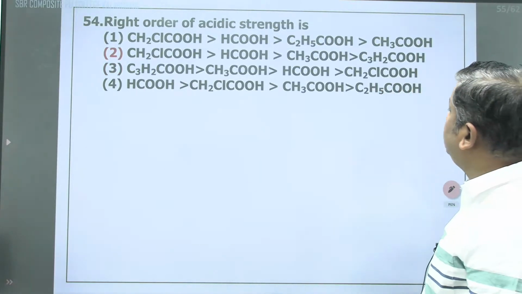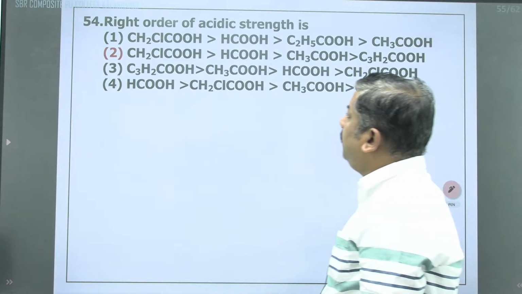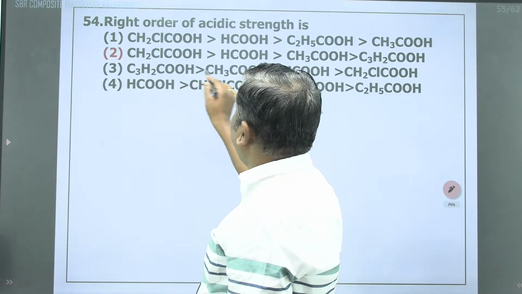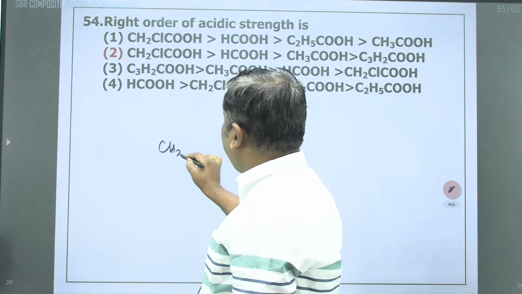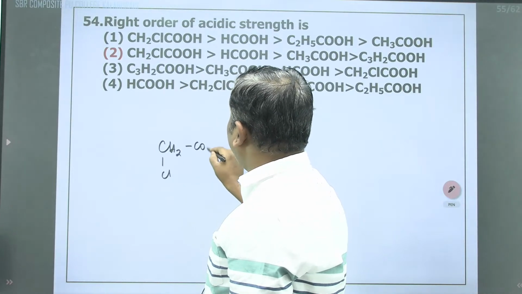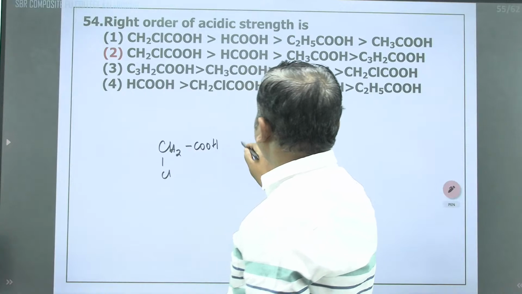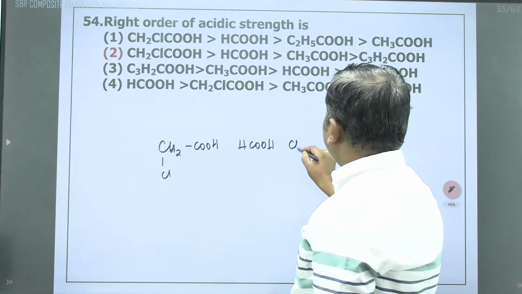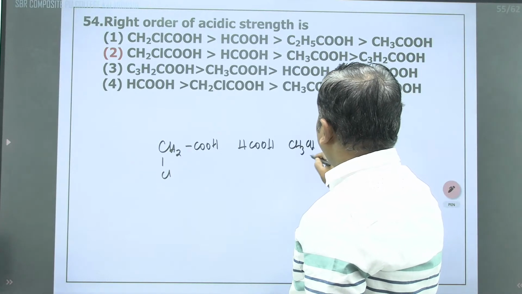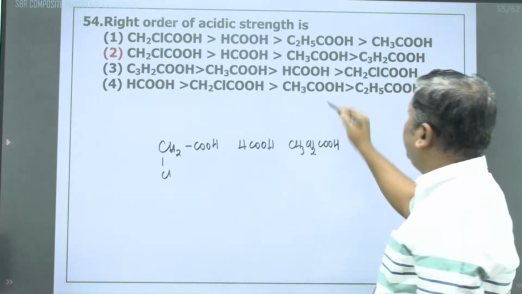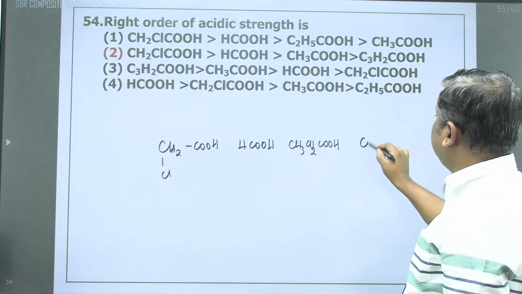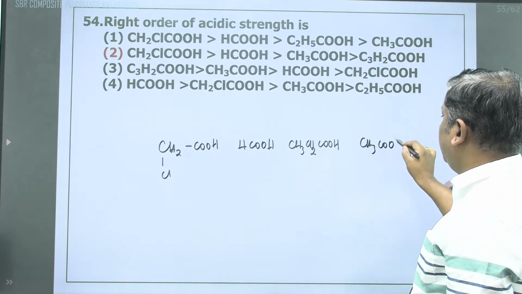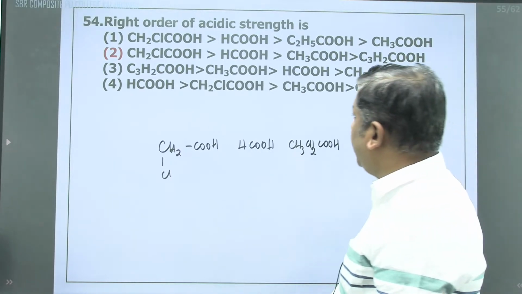The right order of acidic strength is asked, and they have given different compounds. First one I'll write is CH2ClCOOH. Next compound is HCOOH, formic acid. After that, CH3CH2COOH, nothing but C2H5COOH. Last one is CH3COOH. Among these compounds, which is the strongest acid?